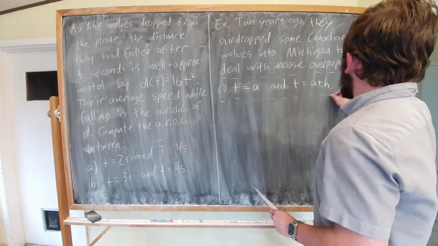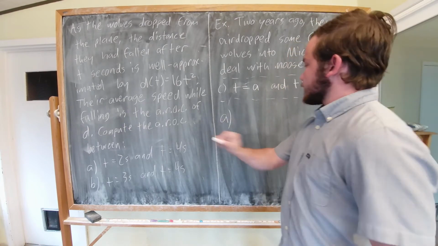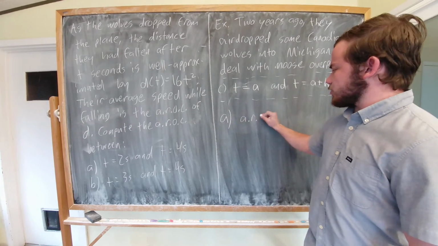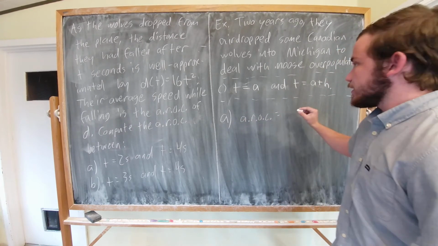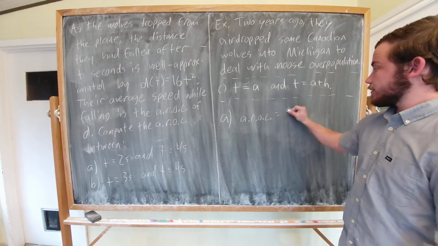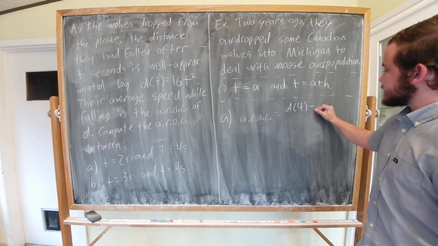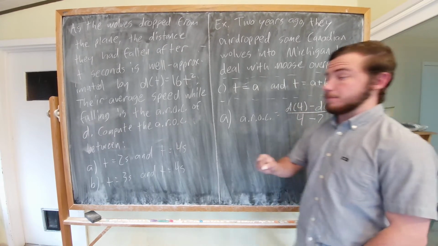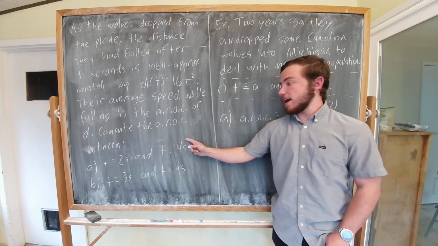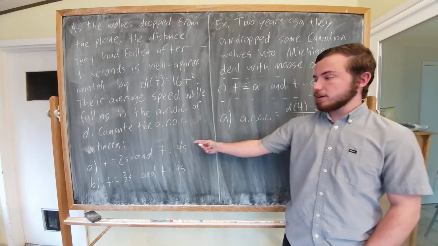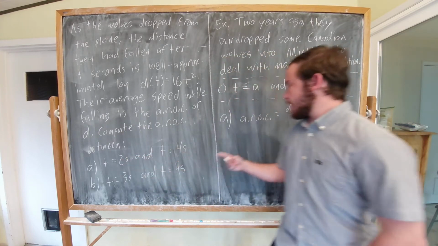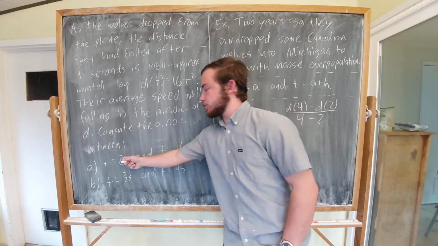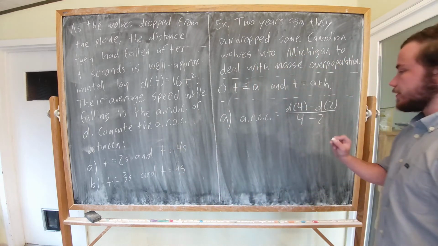So, to compute, let's do part A. According to our formula, the average rate of change will be d of 4 minus d of 2 over 4 minus 2, right? Between 2 and 4, we evaluate the function at our second point, subtract the evaluation of the function at the first point, and divide by the distance between the points, right? So d of 4 minus d of 2 over 4 minus 2.